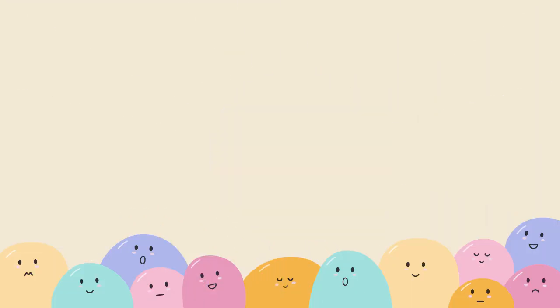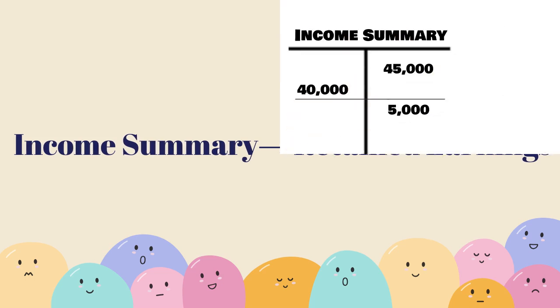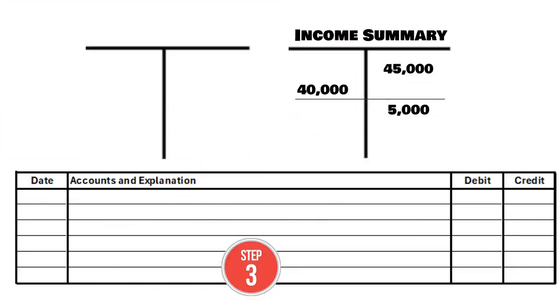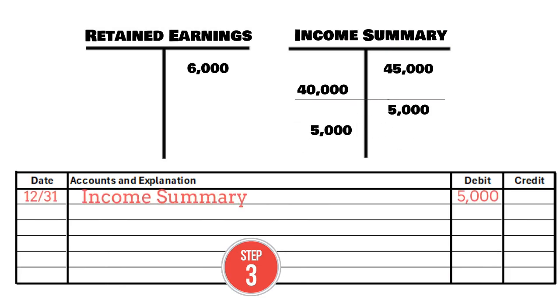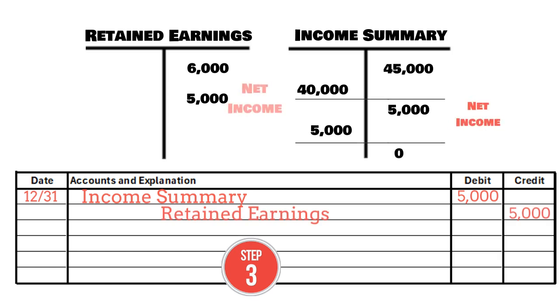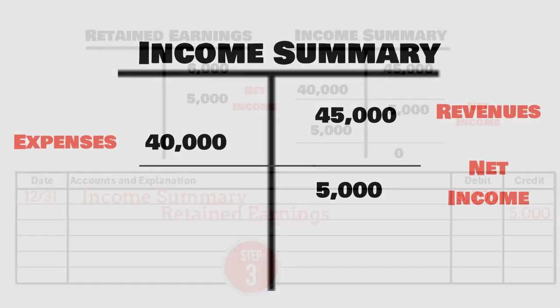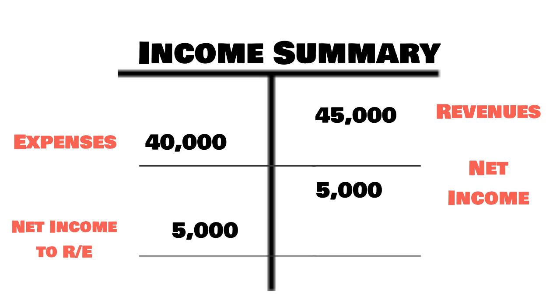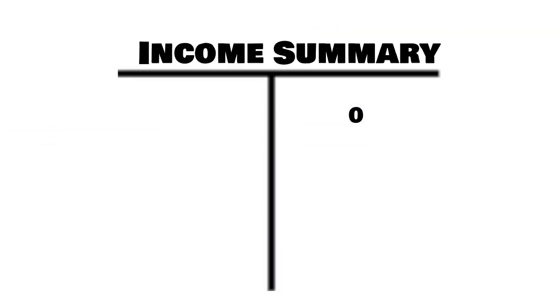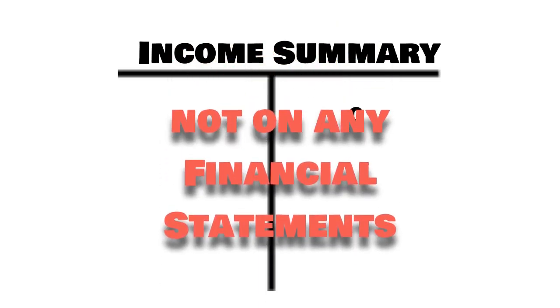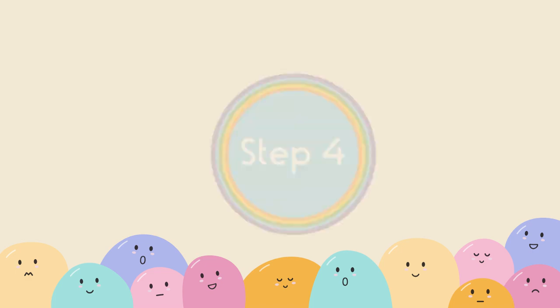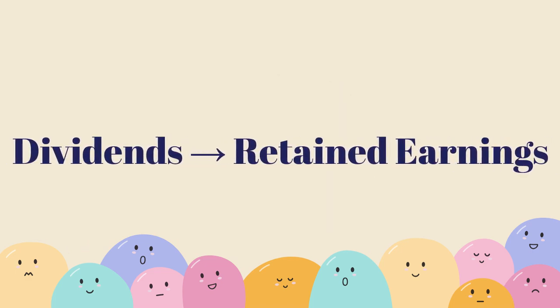Step 3, close income summary to retained earnings. Now we take the total of income summary and transfer that balance to retained earnings with a debit to income summary and a credit to retained earnings. Basically, we are taking net income, the money we made this year, and adding it to our retained earnings balance. Now income summary has done its job for the year and the balance is zero. This account does not show up on any financial statements and is only used as a tool to prepare closing entries. Step 4, the last step, we close dividends to retained earnings.